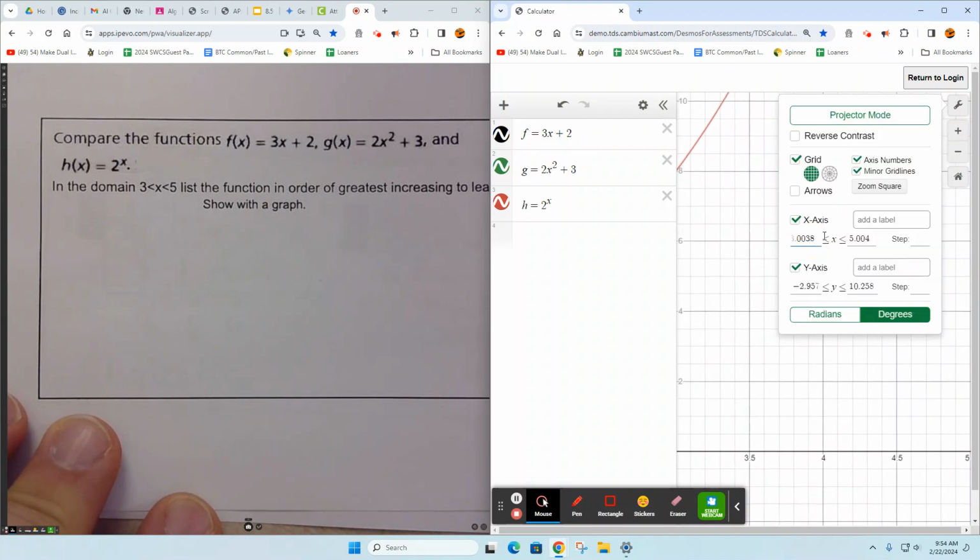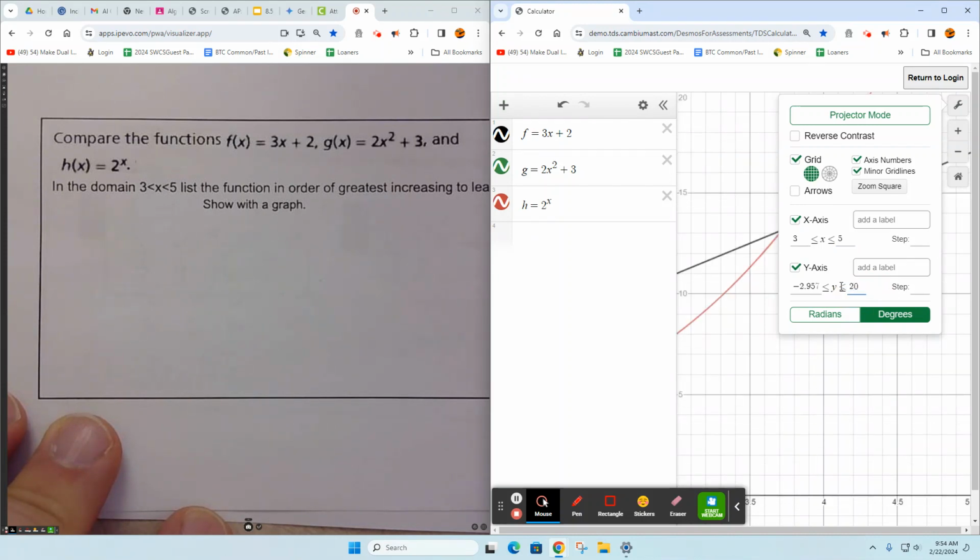I want my X to be between 3 and 5, but my Y needs to be bigger. Your Y should be like 2 to 10. So right now it's -2 to 10. Oh, then it needs to be like 20. Let's go up to 20. So yeah, you can play with this.